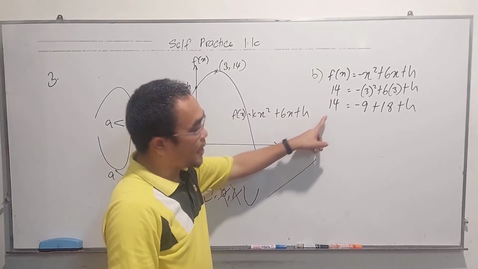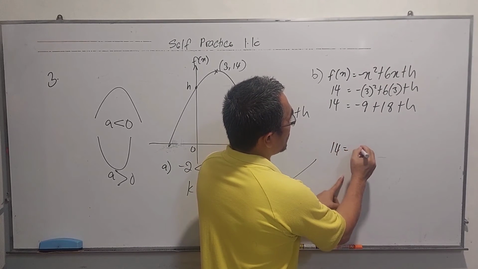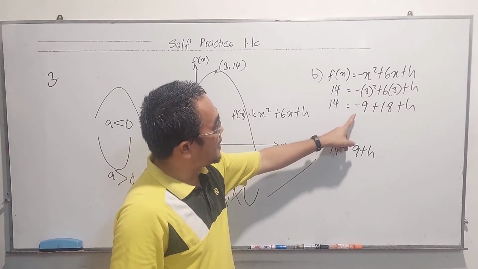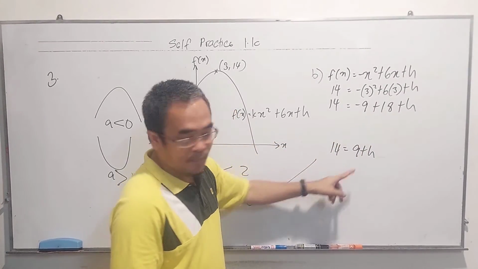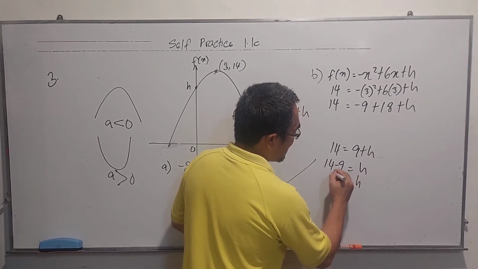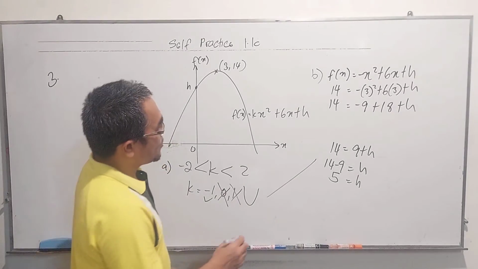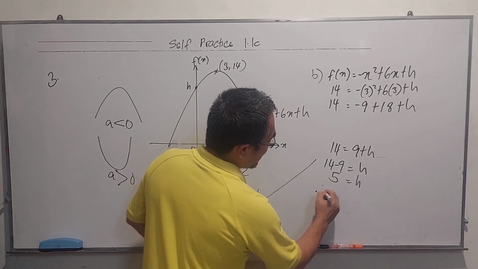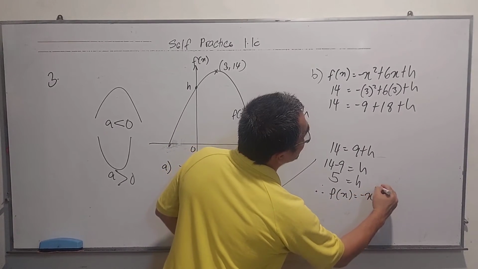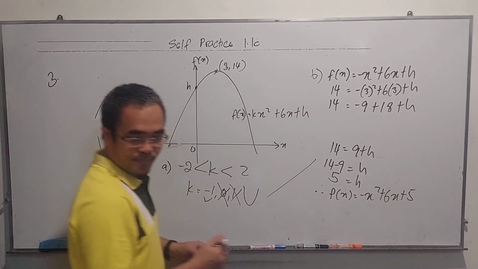Okay, now I'm going to write it down here. Alright, so 14 equals 9 plus h, because I calculate -9 plus 18 will be 9. In order to know h, it is 14 minus 9, so h is 5. Therefore, the equation will be f(x) equals -x squared plus 6x plus 5.